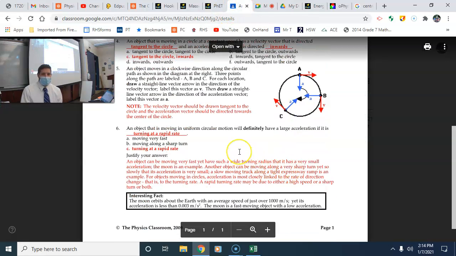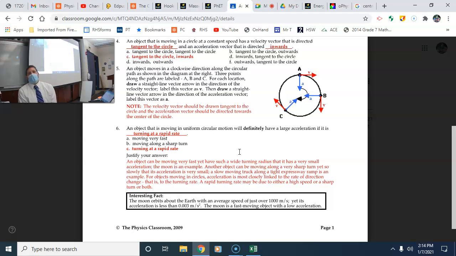All right, number 6. An object that is moving in uniform circular motion will definitely, and definitely is in bold, which means no doubt, all right, have a large acceleration if it is what? Now here's the problem with why A isn't a correct answer. Moving very fast. Remember, it said definitely. You could have a high centripetal acceleration if you were traveling very fast around a sharp turn.